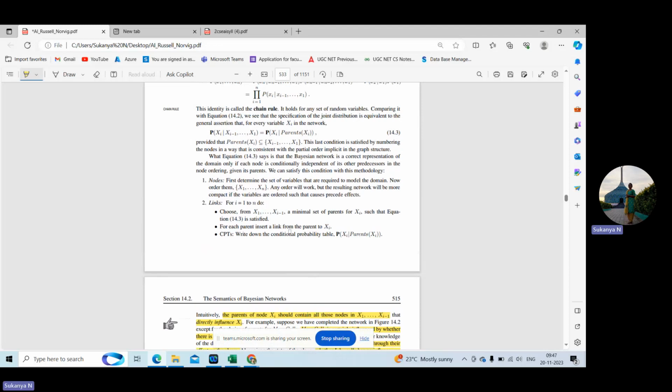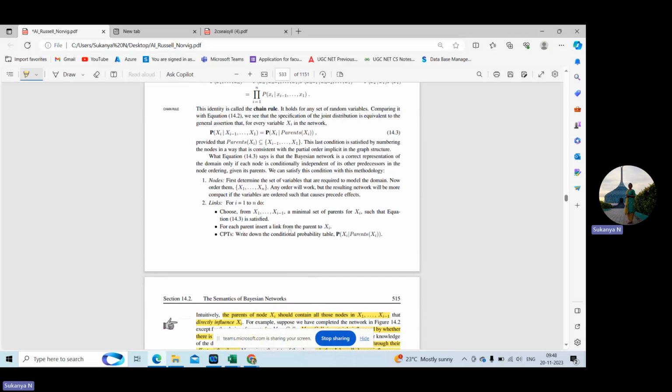Right. But the calling behavior of Mary is directly influenced by the alarm. If there is no alarm, she won't call. Right. So the behavior of Mary should be dependent on the alarm. Here Mary calls is influenced by the alarm, and John calls is also influenced by the alarm, and the behavior of Mary and John is dependent on the alarm, but John calls is not directly influenced by Mary. So this is our example.